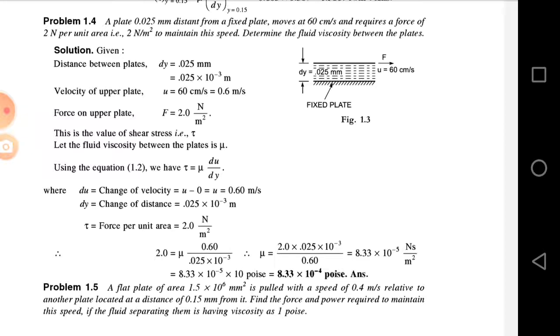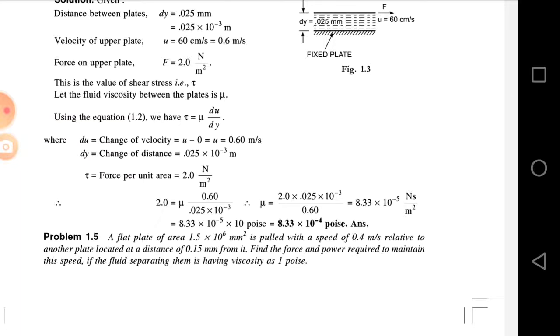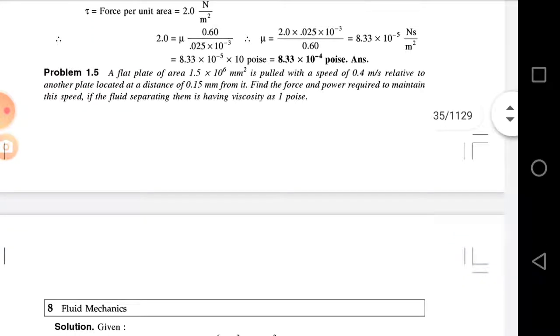Let the viscosity be mu. Tau is equal to mu into du by dy. Change in velocity is 0.6 meter per second. Change of distance 0.025 into 10 power minus 3 meter. Therefore, tau is equal to 2 Newton per meter square. So upon substitution, mu is equal to 8.33 into 10 power minus 4 poise. Let's see the next problem.